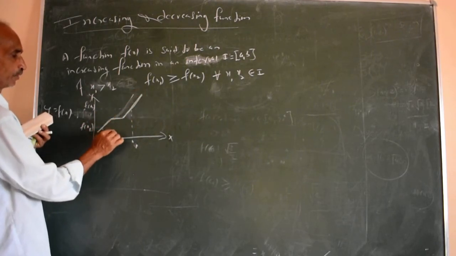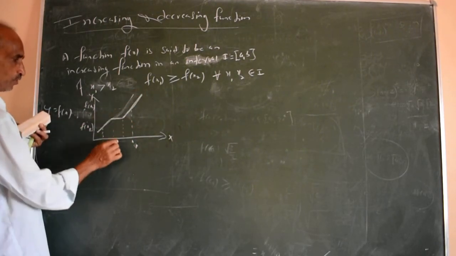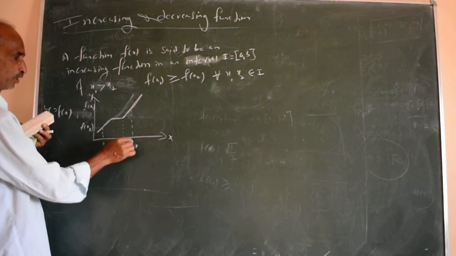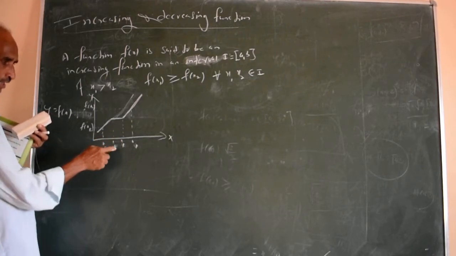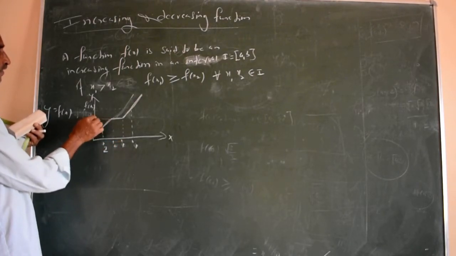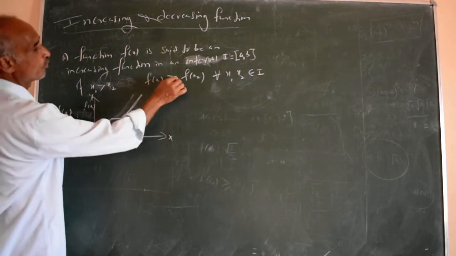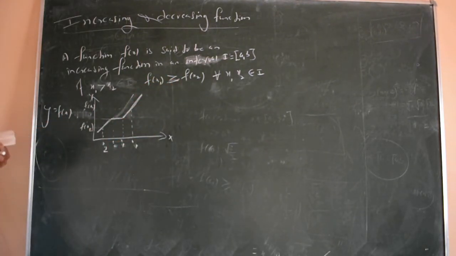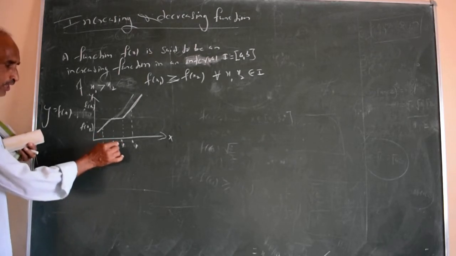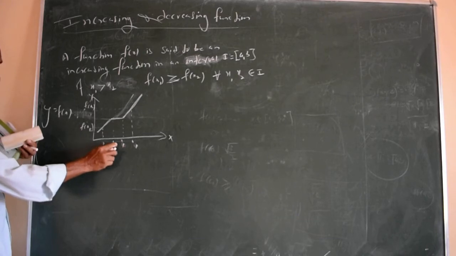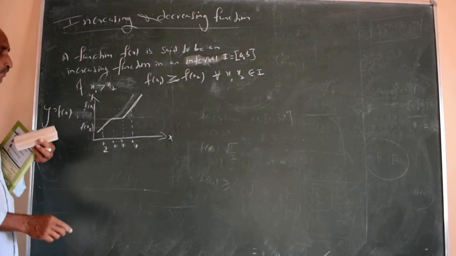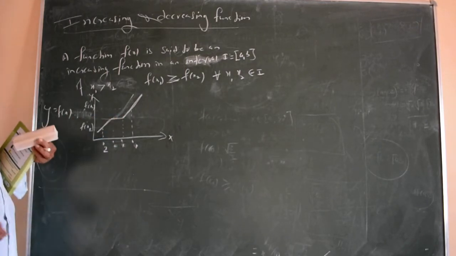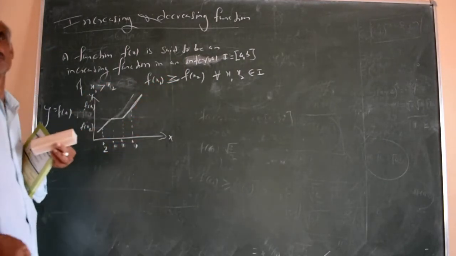Here it is flattened out. For this particular portion, this is x2, this is x1. Here x1 is bigger than x2, but f of x1 and f of x2 are equal. For an increasing function, f of x1 may even be equal to f of x2. Even here x1 is greater than x2, x1 is here, x2 is here. On the number line it is 0, it is 2, it is 4, it is 6. 6 is greater than 4, but f of x1 and f of x2 are the same. Even equal is also possible.